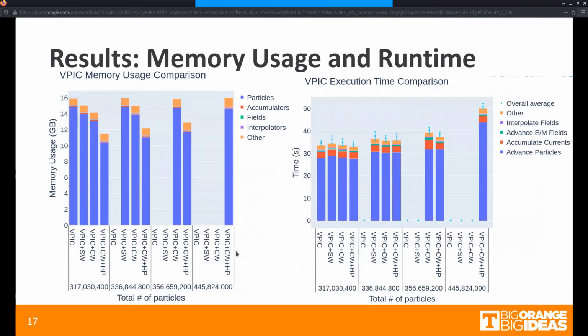Our runtime test results demonstrate that our optimizations have minimal negative impact on performance. This is to be expected as our optimizations only require an additional conversion and/or multiplication operation. The half precision position optimizations in particular actually improve performance by reducing the amount of data to be moved.